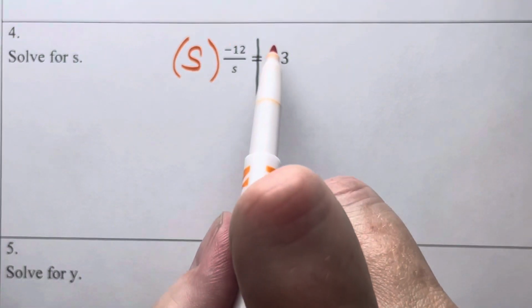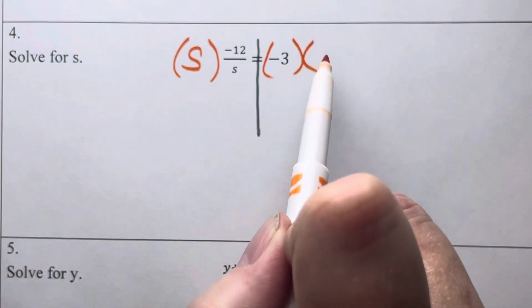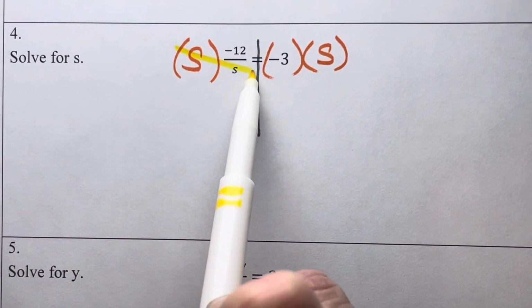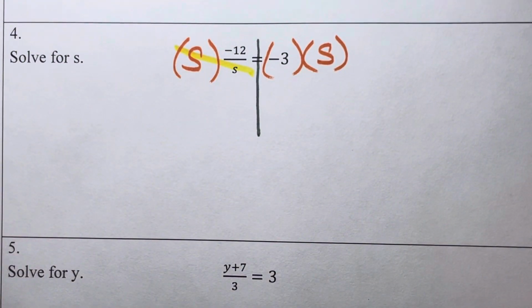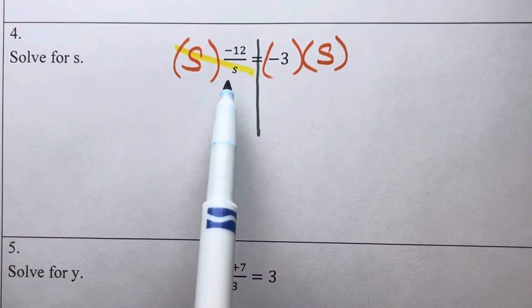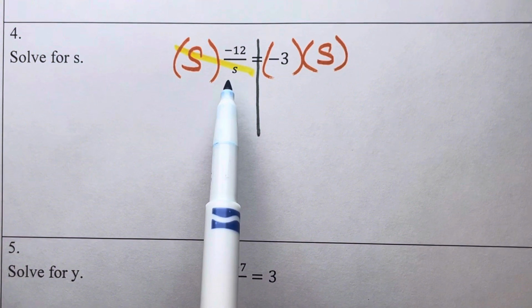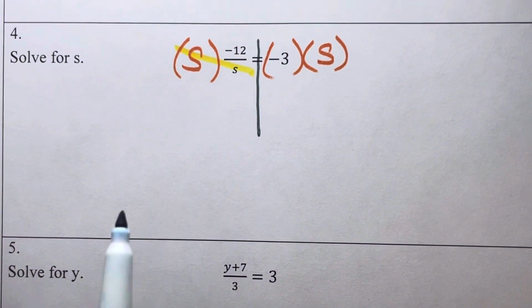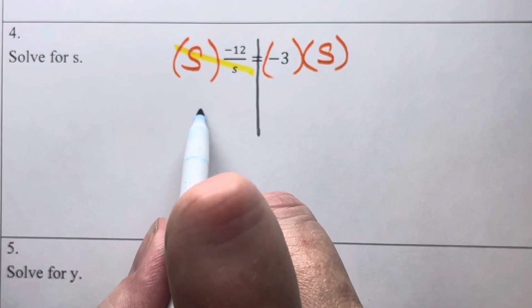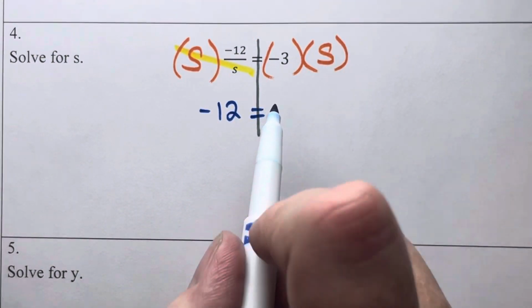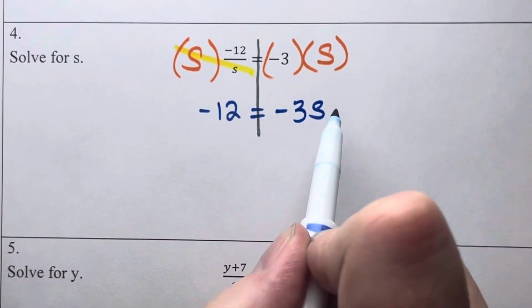And as you know, what you do on one side of the river, you have to do to the other. The whole purpose of multiplying by the S was to make those S's on the left cancel out so that I no longer have a variable in the denominator. In fact, I've gotten rid of my fraction altogether at the moment. This gives us negative 12 equals negative 3 times S, which is negative 3S.